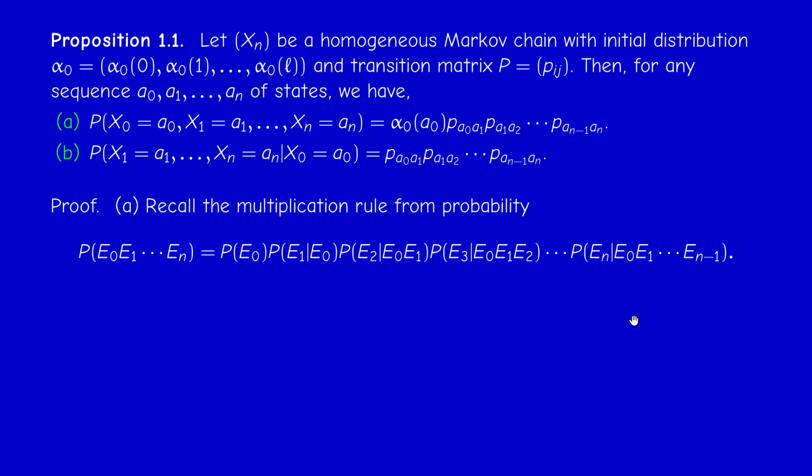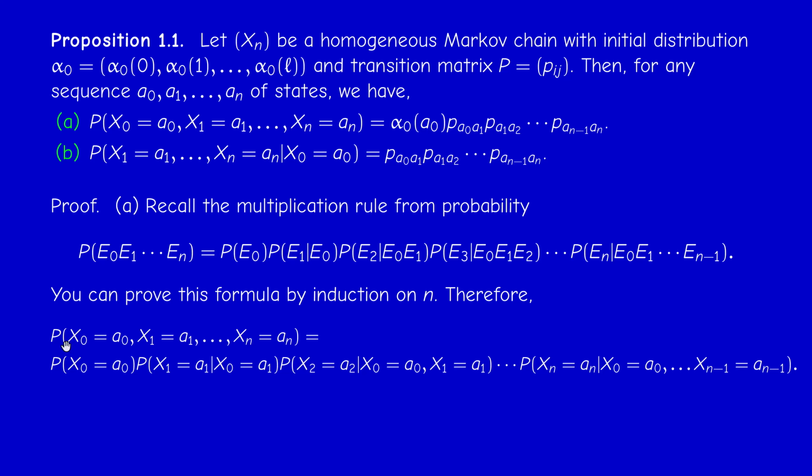So now I'm going to apply this for the events: E0 is the event X0 equal A0, E1 is the event X1 equal A1, and so on. Actually, if you don't remember that, you can prove it by induction, right? For n equal 1, this is just the definition of a conditional probability. So if n equal 1, the probability of the intersection of E0 and E1 is the product of the probability of E0 times the conditional probability of E1 given E0. Okay, and this is the definition of the conditional probability.